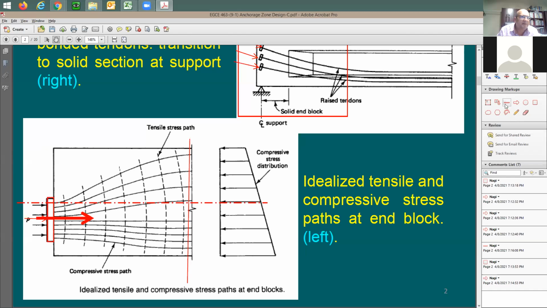Meaning, if I'm going to be taking a section here, stress distribution is going to be only in this location. And here, no stresses at all, and here, no stresses. And you may have some tension in this location. You may have some tension in this location. But all the compressive stresses are going to be only in this location.